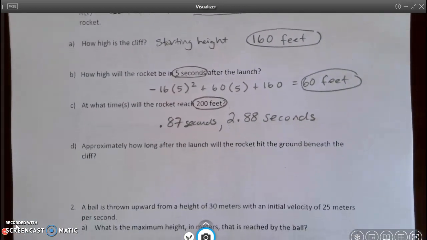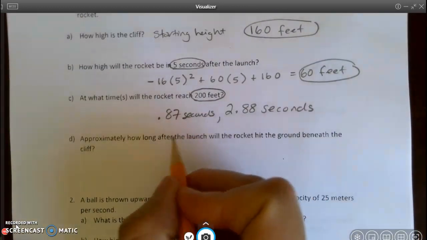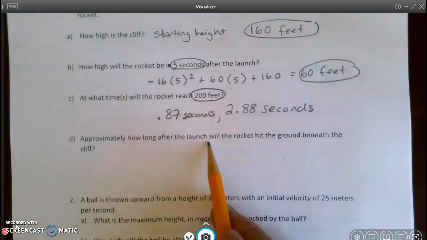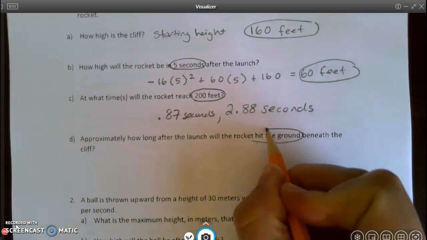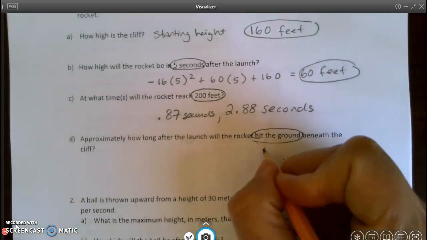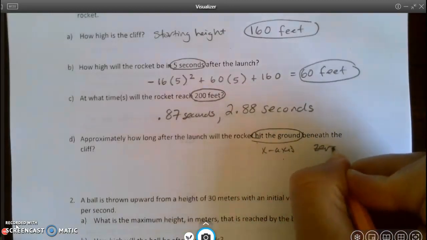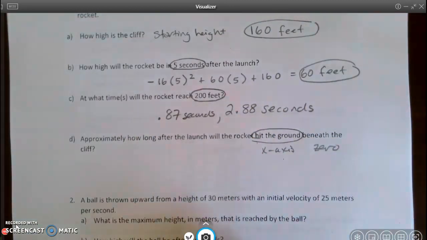The next question says approximately how long, all right, so again, it's going to be a measure of time. After the launch, will the rocket hit the ground? Hitting the ground is when it hits the x-axis, which is called a 0. So I'm going to look for a 0.